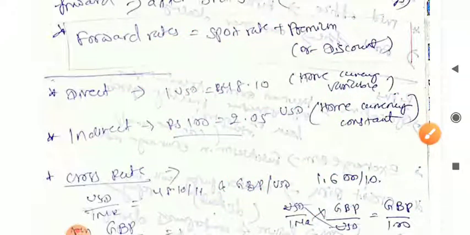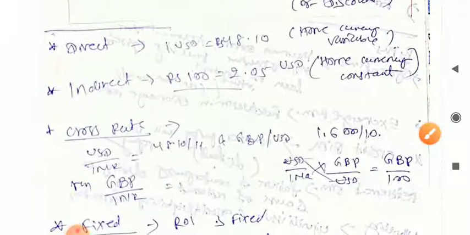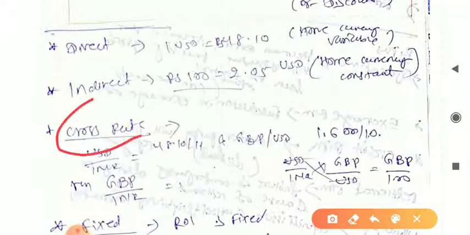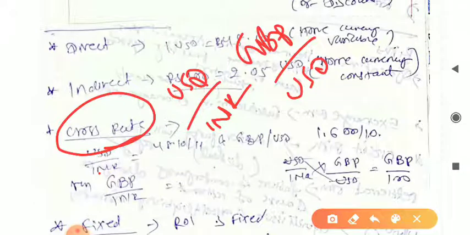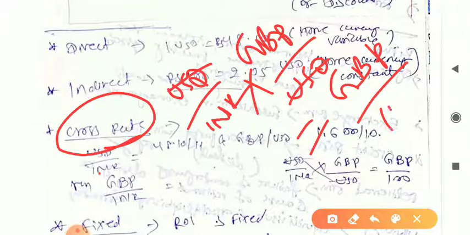So direct, indirect, very easy to understand. You can get through this. So let me cover the cross rate very quickly. Like if USD by INR has been given, and GBP and USD given, then if we are considering the cross rate, we will get GBP divided by INR.